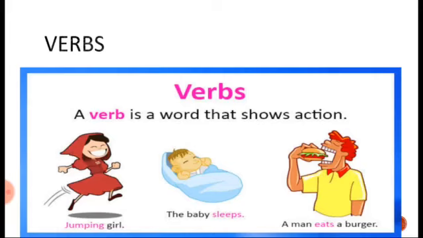The girl is jumping. So here jump is the action. The baby sleeps. So sleeps is the action done by the baby. A man eats a burger. So eats is the action done by the man. So action words are called verbs.